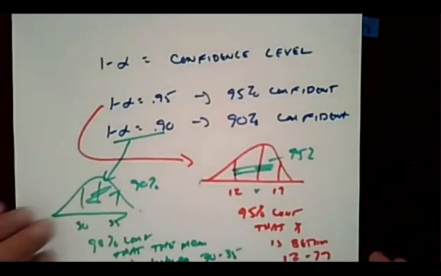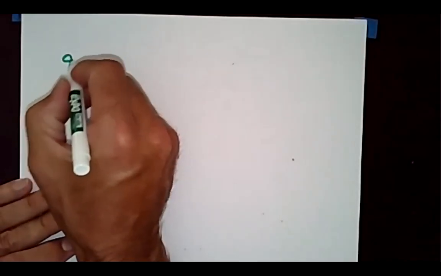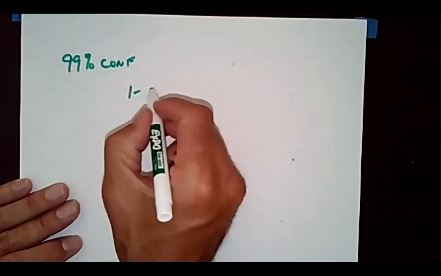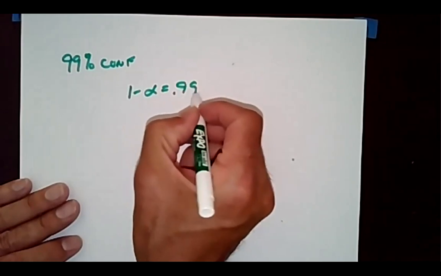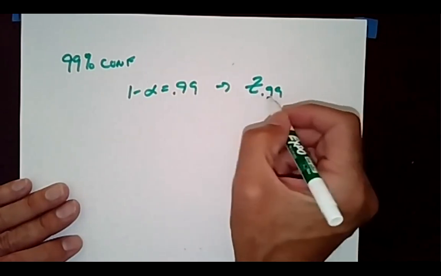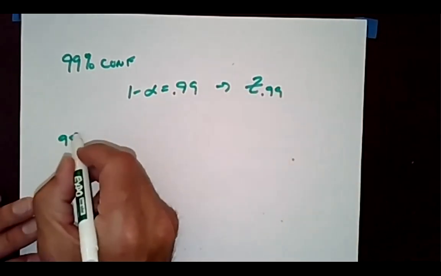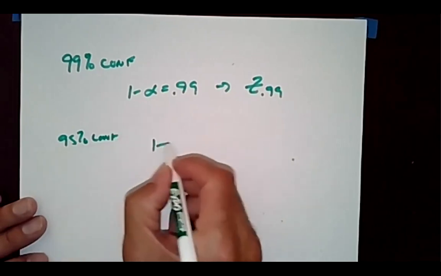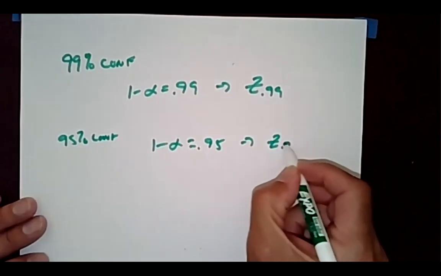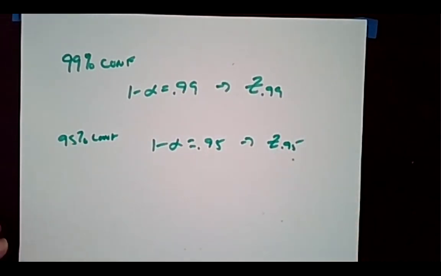Go back to my document camera. If I want to be 99% confident, I write that as 1 minus alpha is 0.99. Translation is that is Z of 0.99, a Z of 99%. If I want to be 95% confident, that's a 1 minus alpha of 0.95. Translation is a Z of 0.95. So what that means is the following.